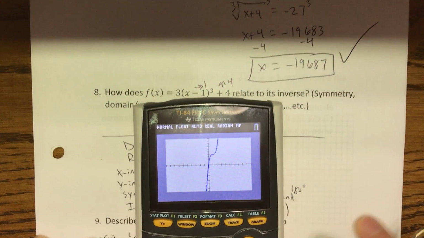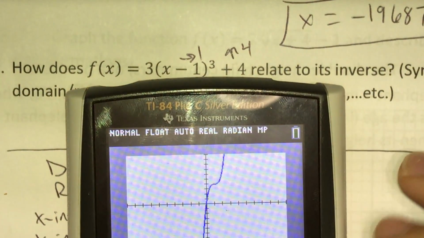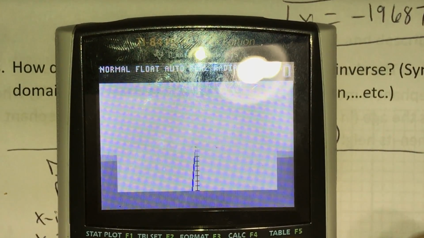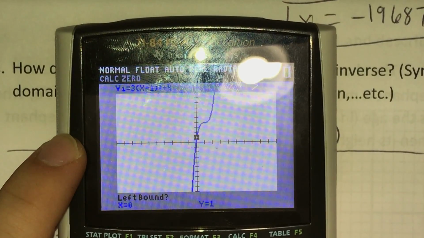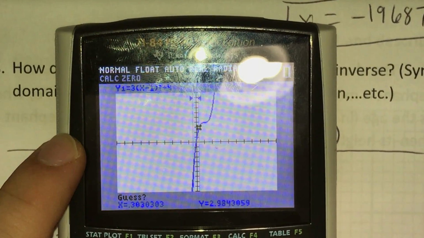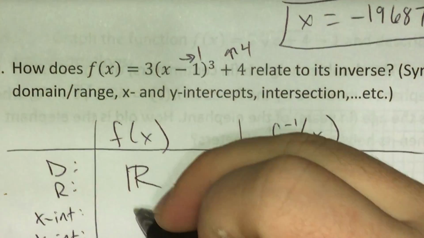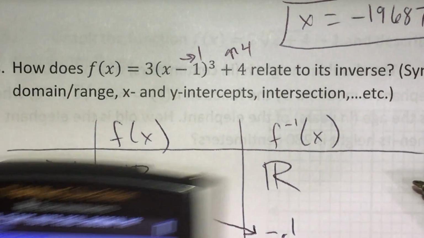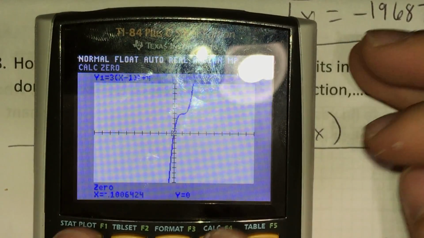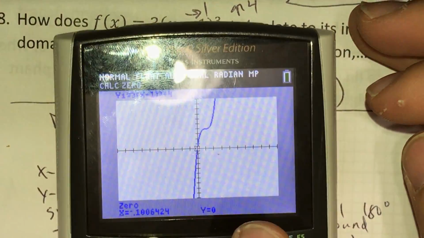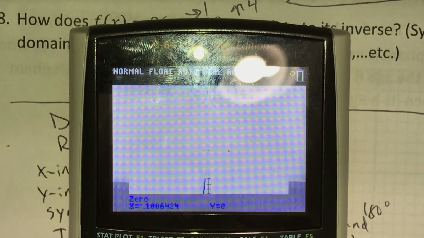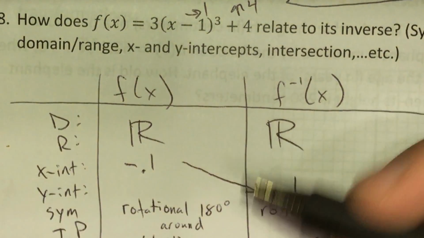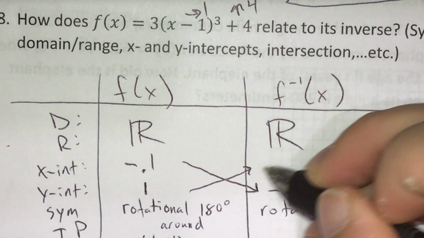All right, so this one, I can see my x-intercept is really, really close to the origin. And so I'm going to go again, second trace, go down to that 0, left bound, right bound, and so -0.1, which means that's going to be the y-intercept over here, -0.1. And then next off the y-intercept, we'll go into my table. And we can see when x is 0, the y value is 1. So the y-intercept is 1, which will be the x-intercept on the inverse.